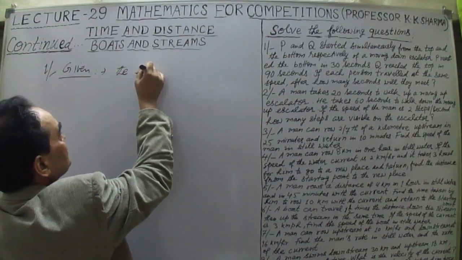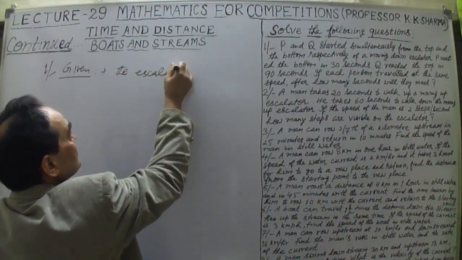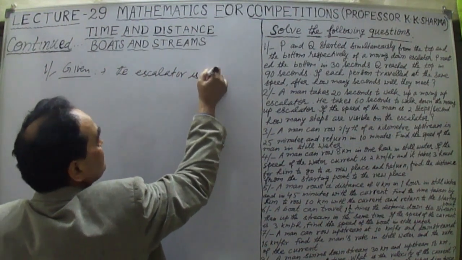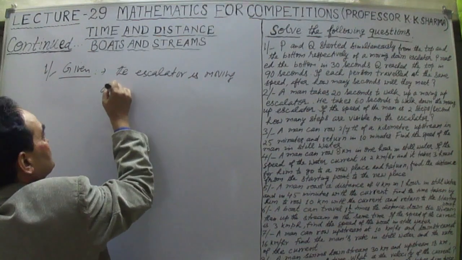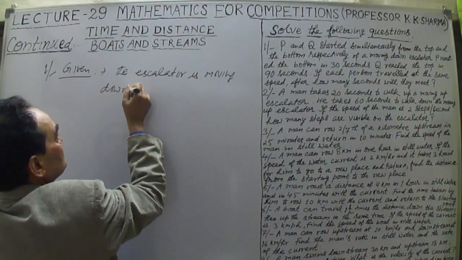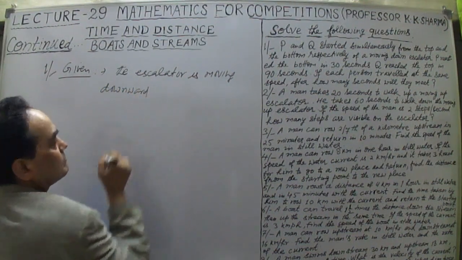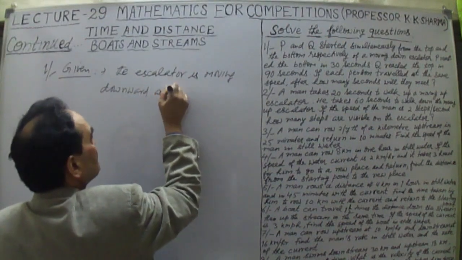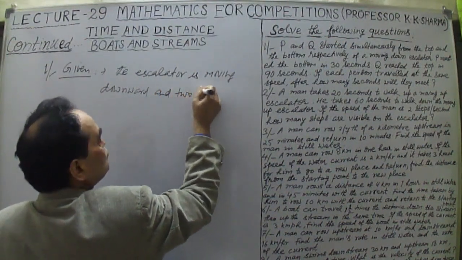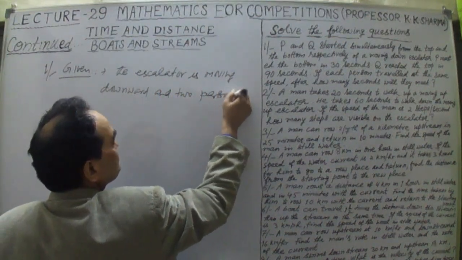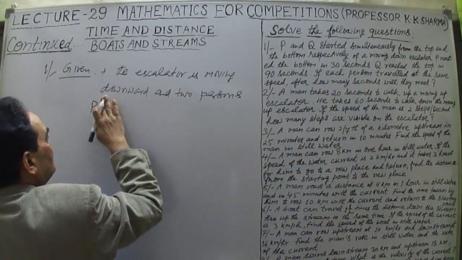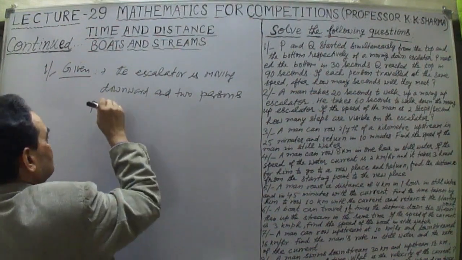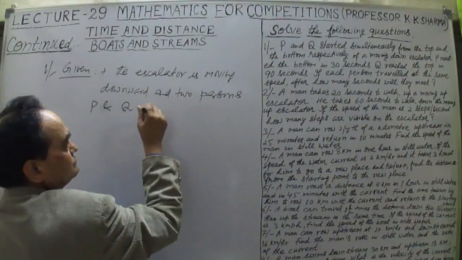The escalator is moving downwards, and two persons, P and Q.